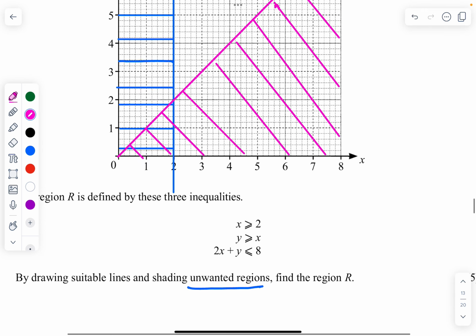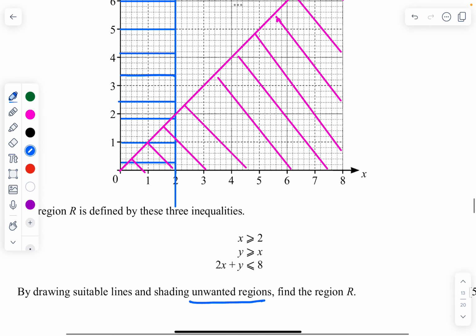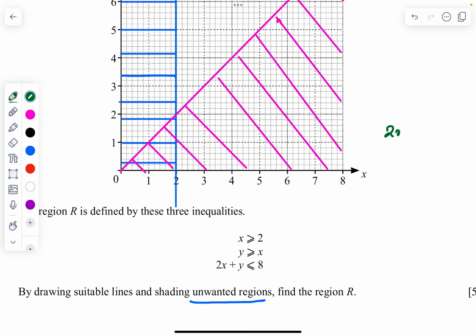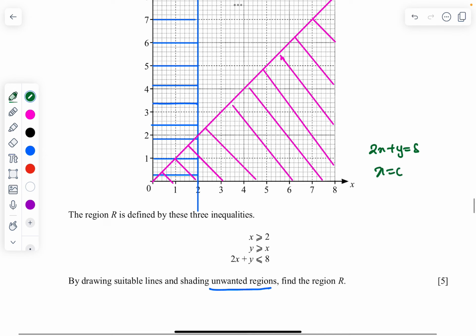Then 2x plus y equals 8. So I have to draw 2x plus y equals 8. If x equals 0, we will make a table for this, first of all, to draw the straight line. So what does it become?